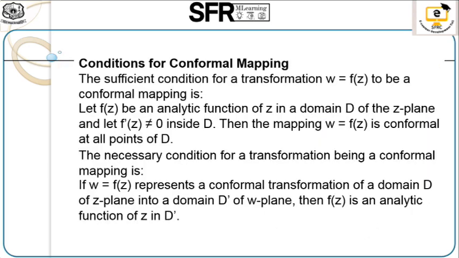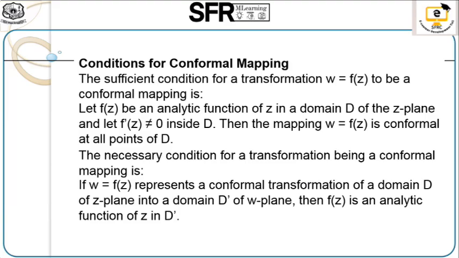Next, what are all the conditions for conformal mapping? First, let us know about the sufficient condition for a transformation. W equal to f of z is said to be a conformal mapping if the function is analytic in a domain D of the plane Z. Let us take the function W equal to f of z, and f dash of z, the derivative of the function inside D, is not equal to 0. Then the mapping W equal to f of z is conformal at all points of D. This is the sufficient condition for the function to be conformal.